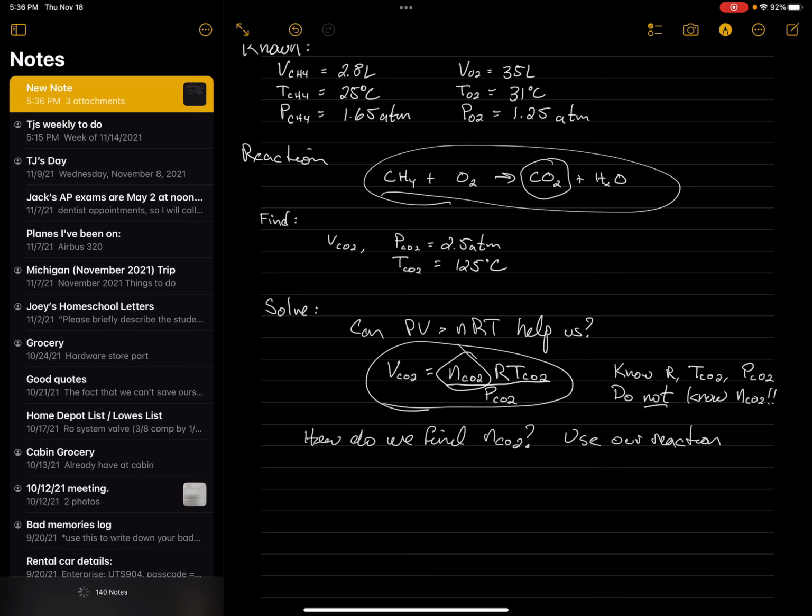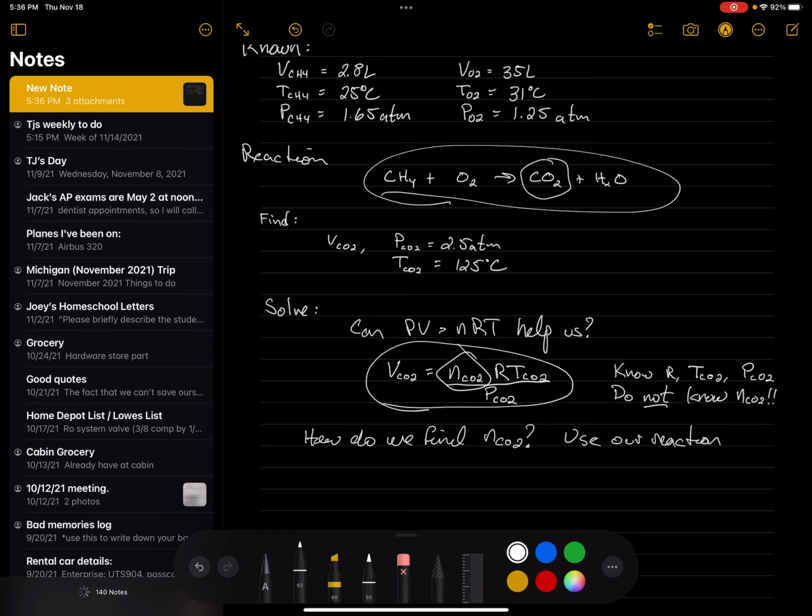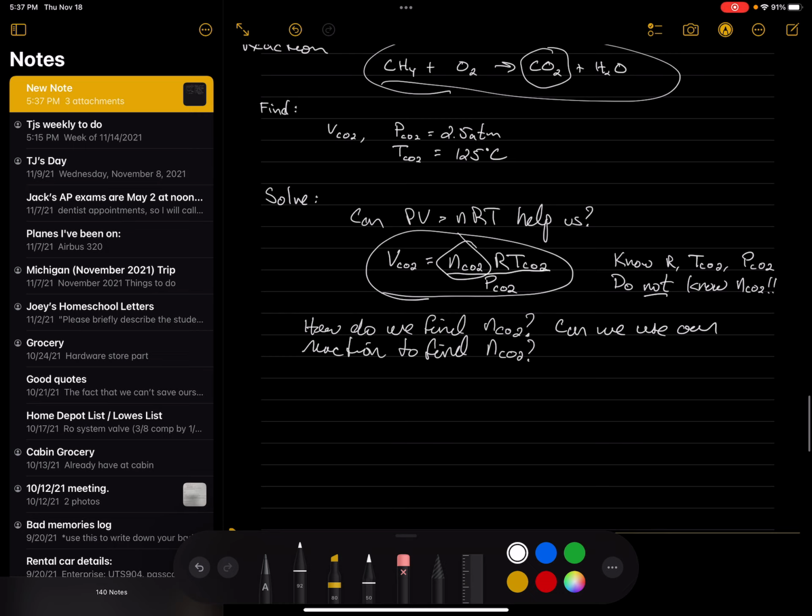Actually, let me rephrase that a different way and actually ask the question, can we use this to find the number of moles of CO2? Okay, so let's take a look.